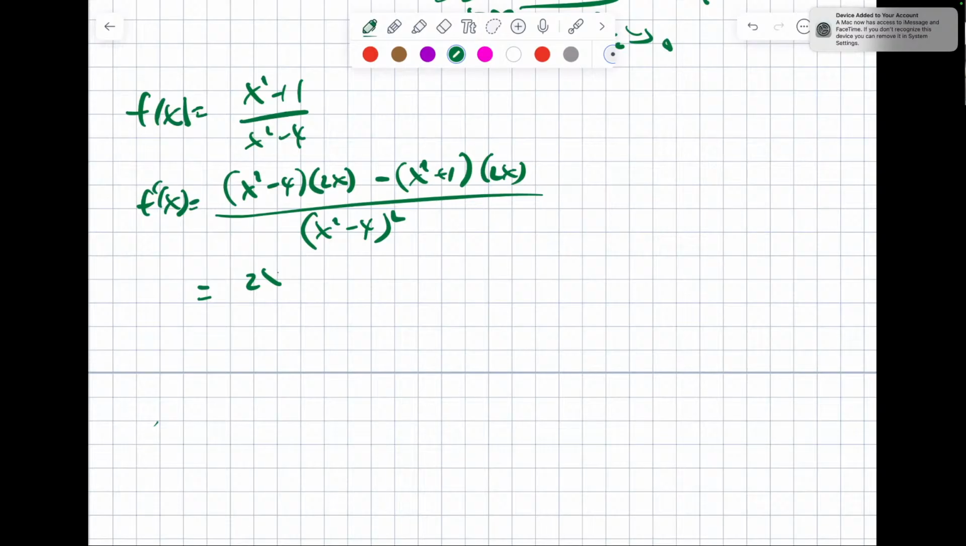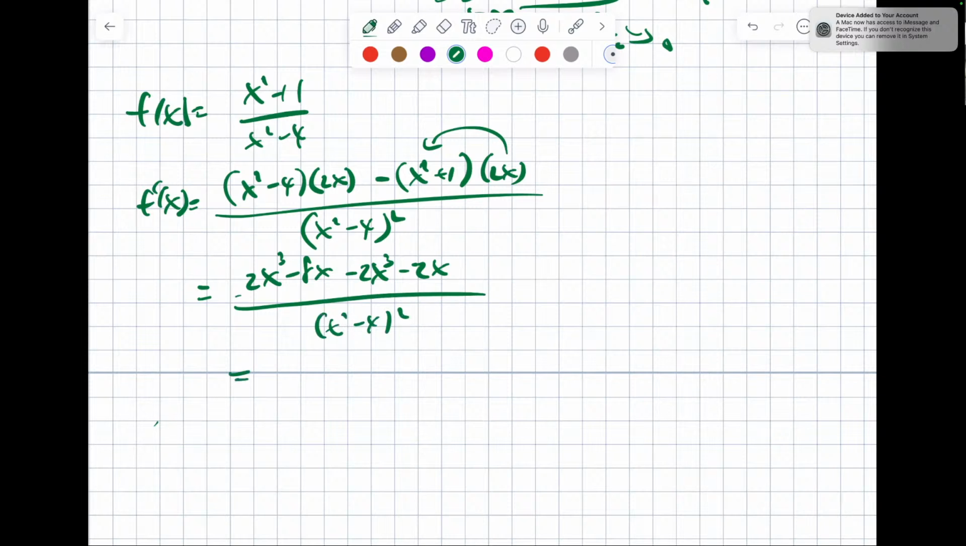So that's going to be 2x cubed minus 8x. And this distributes backwards, so minus 2x cubed minus 2x over x squared minus 4, squared. So that's going to cancel out this part, so it's going to be negative 10x over x squared minus 4, squared. Is that okay?